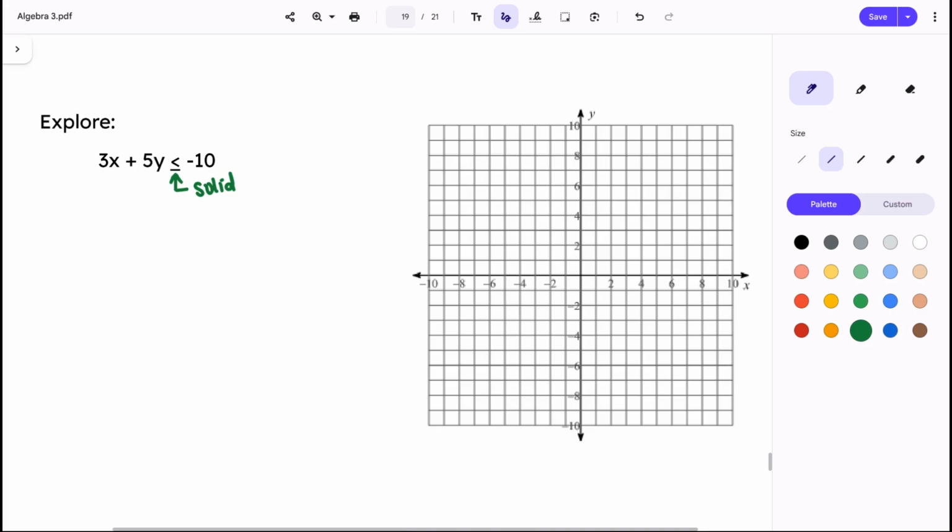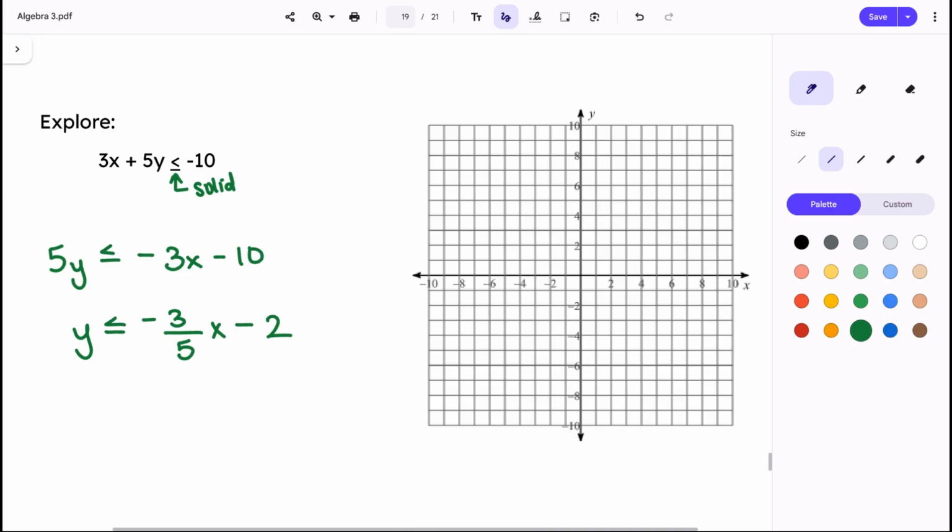Now, again, I don't care if you guys used intercepts or you rewrote it. I tend to go for rewriting it in slope-intercept form. So I would have subtracted the 3x. So we would have had 5y less than or equal to negative 3x minus 10. And then I would divide by 5. I can't take negative 3 divided by 5, so I'm going to write that as a fraction, which is okay because I like my slope to be a fraction anyway. And then negative 10 divided by 5 is going to be a minus 2.